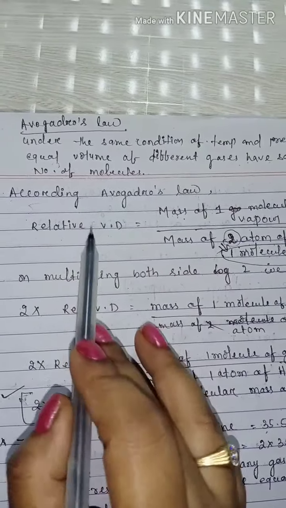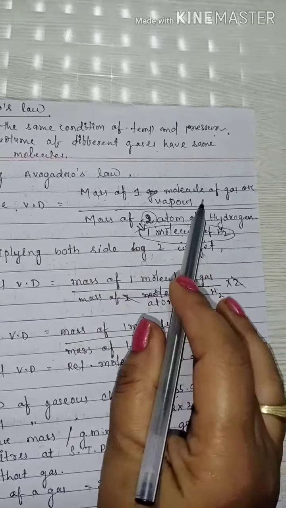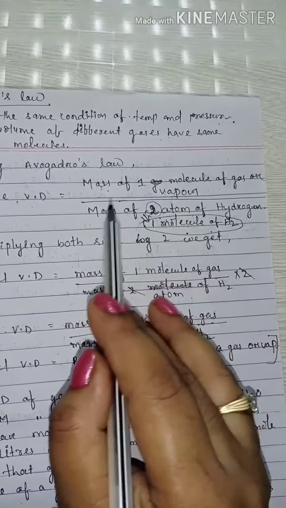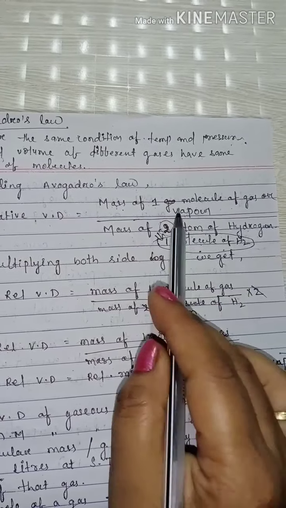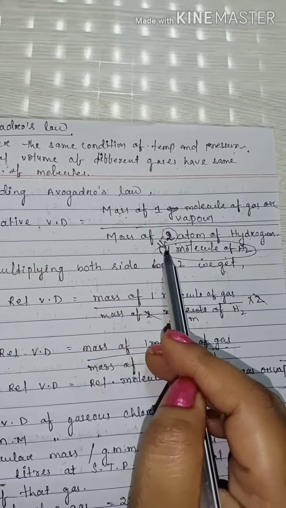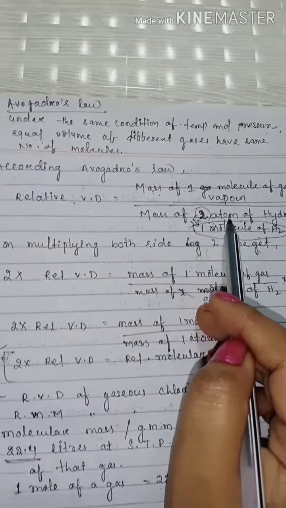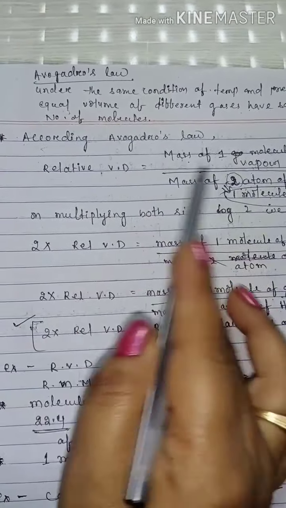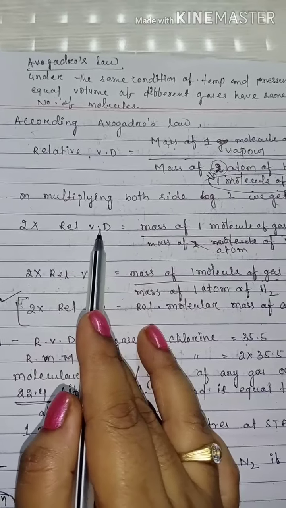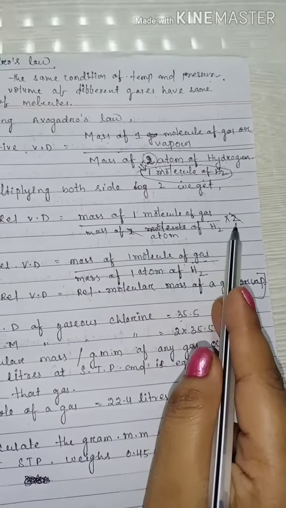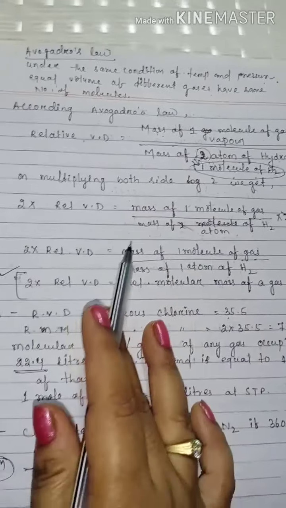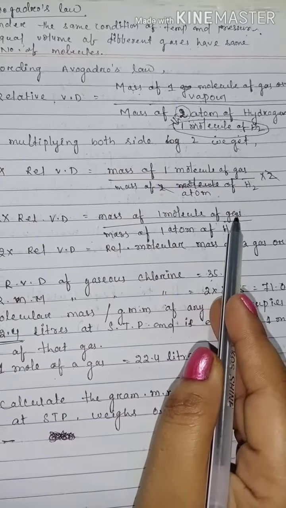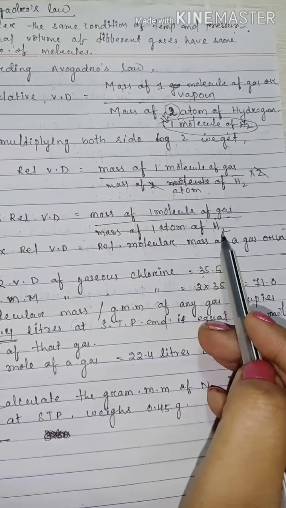So that's why the mass of one molecule of a gas divided by the mass of one molecule of hydrogen, both are having the same ratio. But here I replace the molecule of hydrogen by two atoms. After that, multiplying both sides by 2, we get 2 into relative vapor density is equal to the mass of one molecule of gas divided by the mass of one atom of hydrogen.